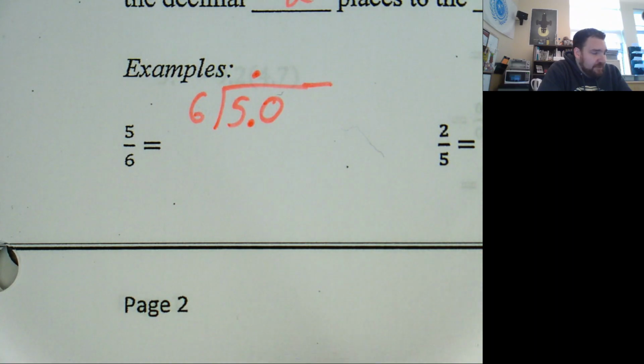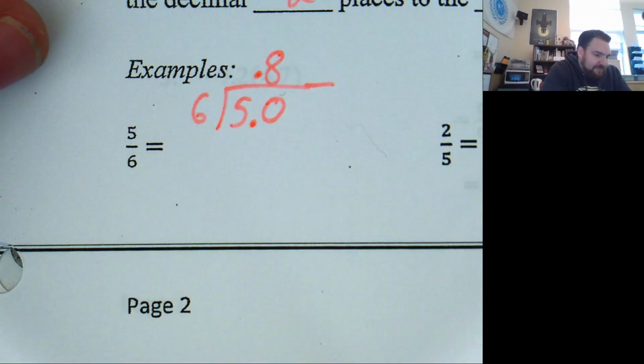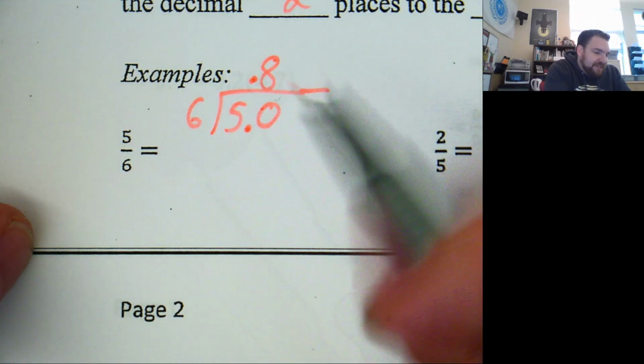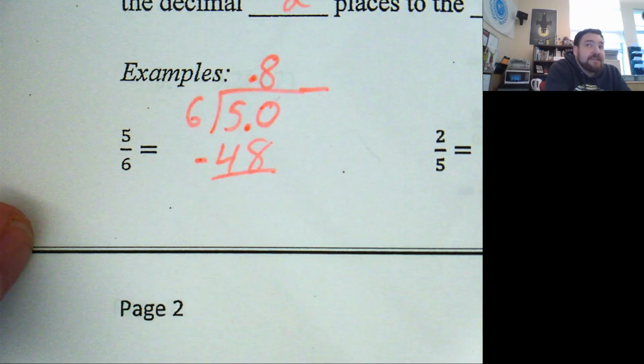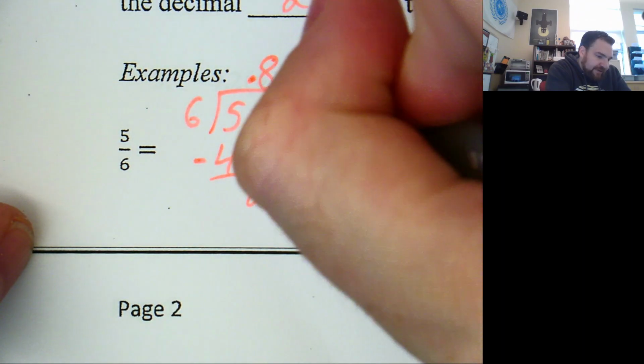And now we go. Does 6 go into 50? Yeah. How many times, Raven? 8. Thank you, Gershon, whose name is not Raven. But you were just trying to help a brother out, right? So 8 times 6 is 48. 50 minus 48 is 2. Add a 0, bring it down.